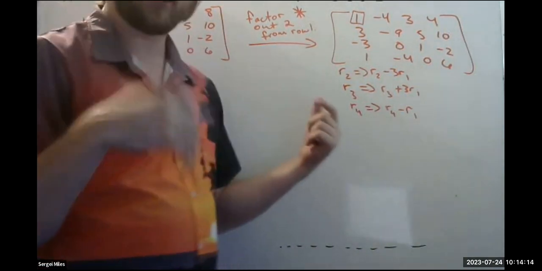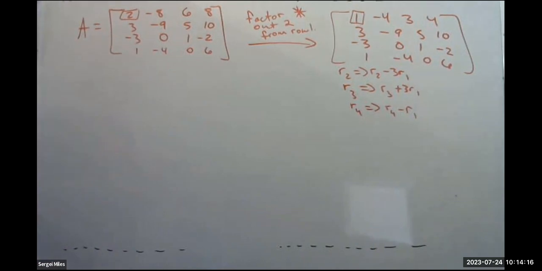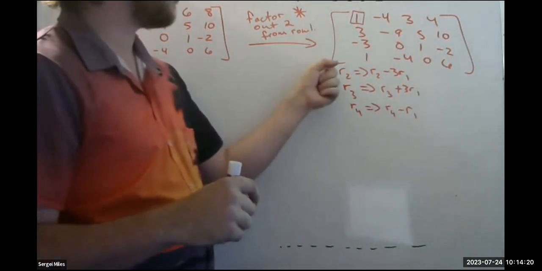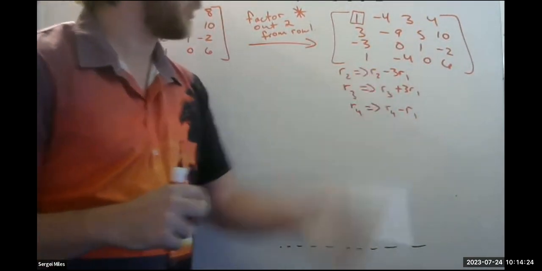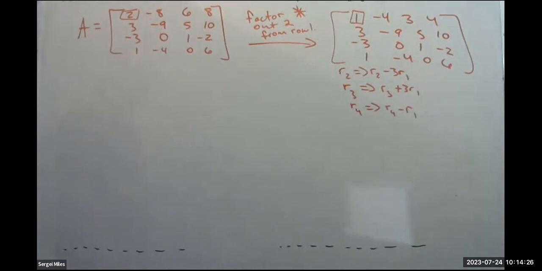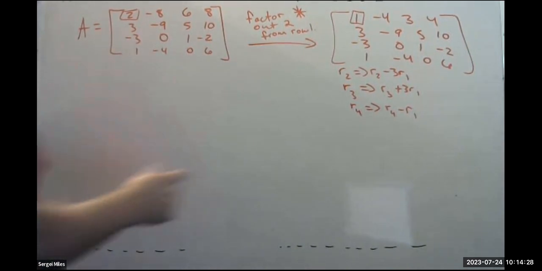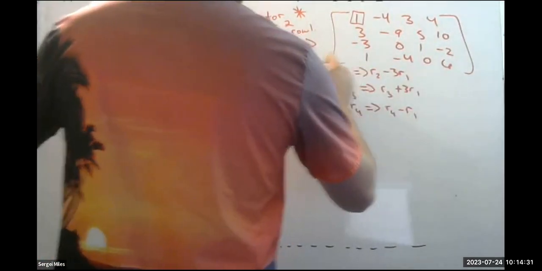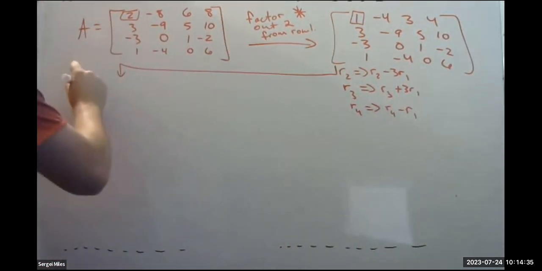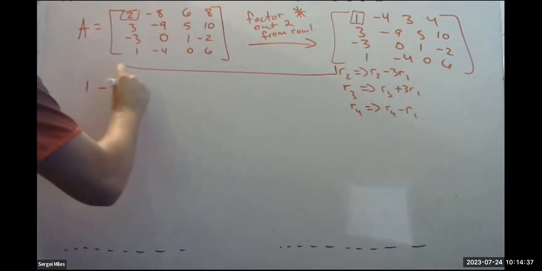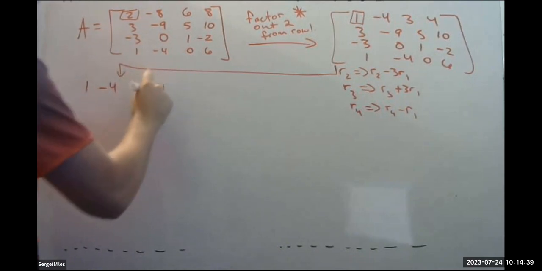Anytime you take a row and you add a multiple of another row to it, that's not going to change anything, right? I'm modifying row 2, row 3, row 4, but I'm not applying any scalars to row 2, row 3, row 4. So it's not going to hurt anything. All right. So what's our new matrix after this step? Well, we're going to have 1, -4, 3, 4.